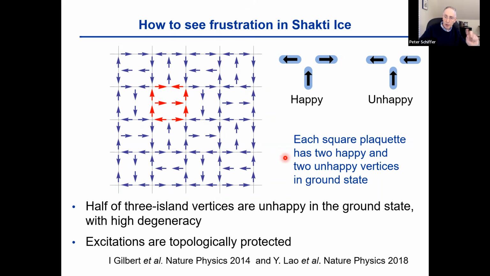So in each square, you have 2 happy and 2 unhappy, with a high degeneracy of possible states. And it turns out, if you have excitations above this ground state, and I won't go through the details, that those are topologically protected. And so this is interesting. You can imagine interesting sort of loop topology for excitations in these states.